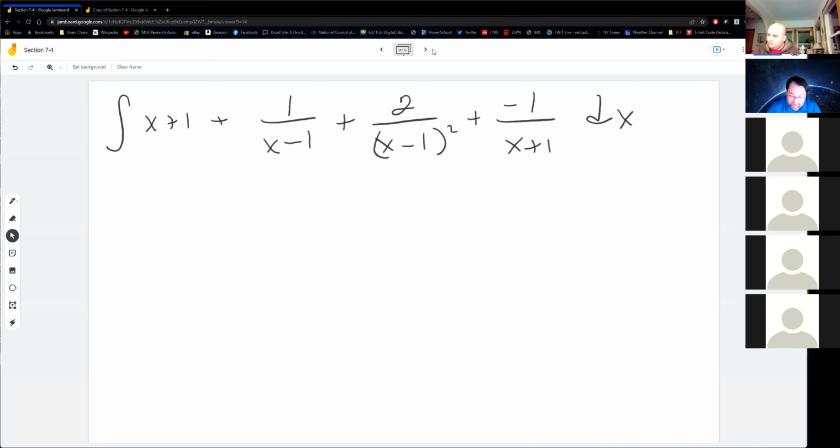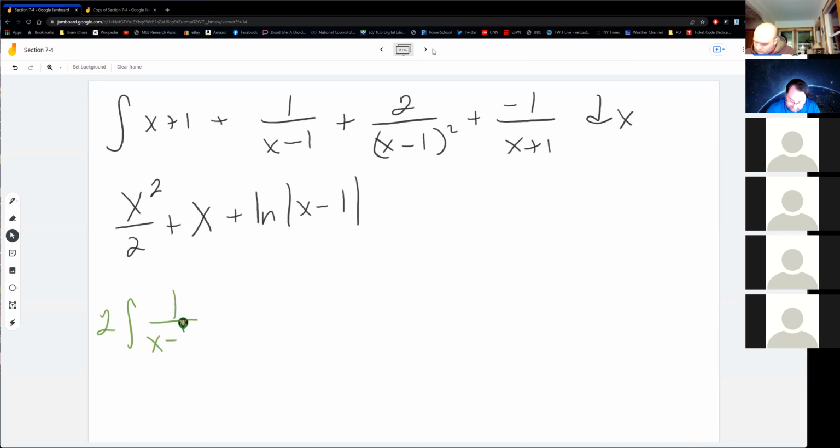All right, so now I can do my integral. So the integral of x is x squared over 2. Integral of 1 is x. 1 over x minus 1 is just the ln of x minus 1. The one with the squared, so if I just do that quick integral here, the 2 can come out front, so we'll just take this 2 out front real quick. So it's 1 over x minus 1 squared. So my u will be x minus 1. So du is just dx.